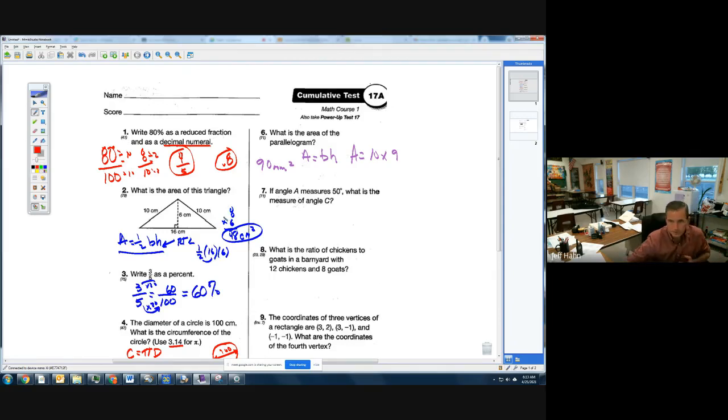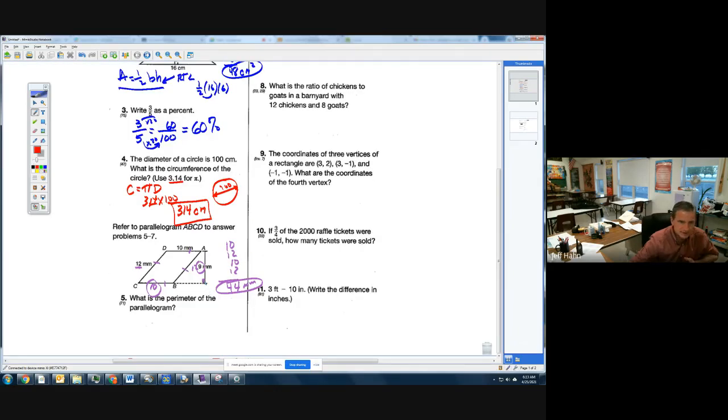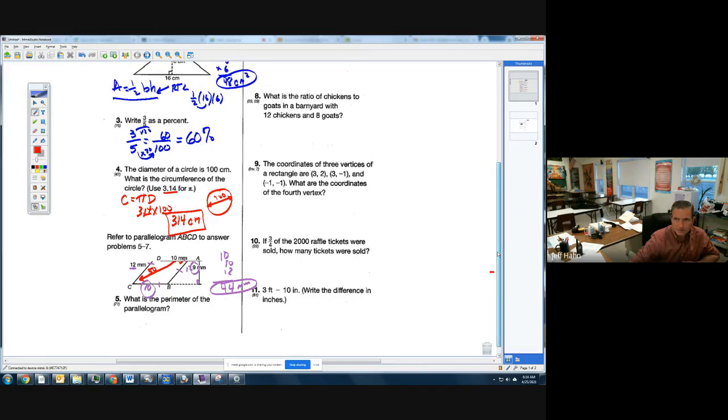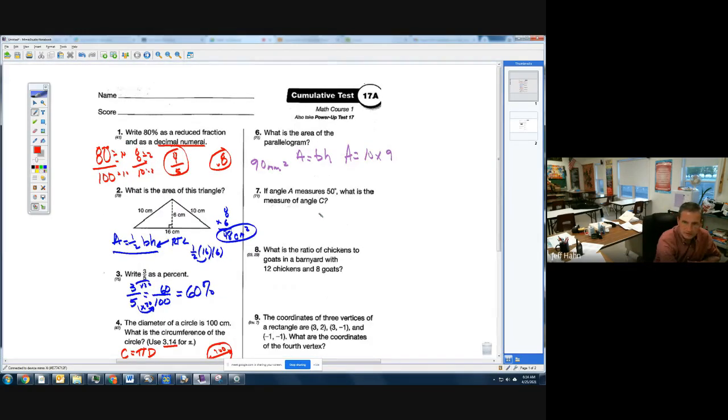Oh man, they give us more. If angle A measures 50 degrees, what is the measure of angle C? Well, I don't know where we talked about it here, but just please know that opposite angles are equal. They are the exact same thing. So just know if they ask you for which one, if they're two opposite angles, the measure of angle C is also 50 degrees. They are the same.